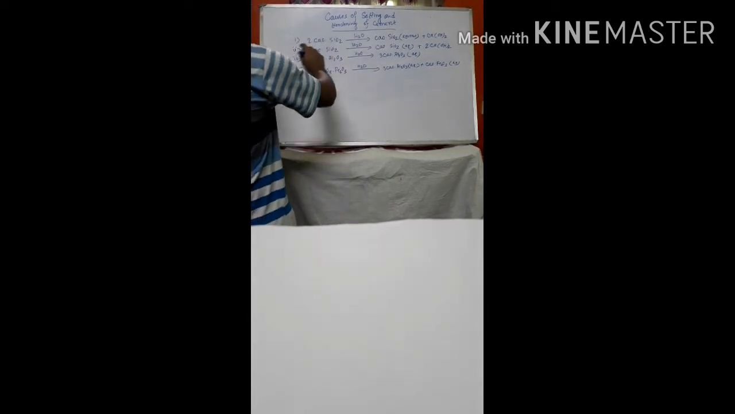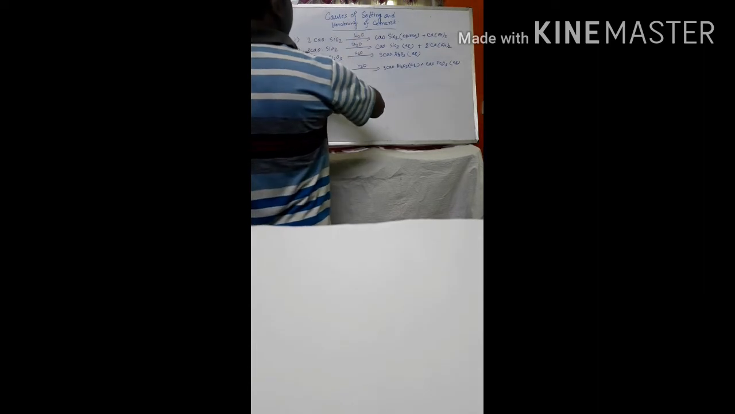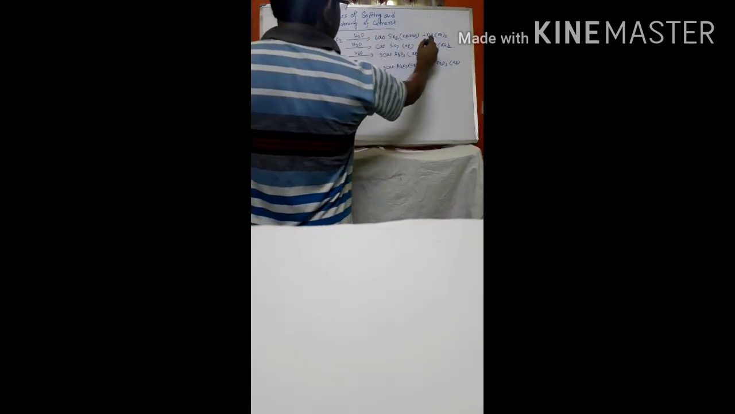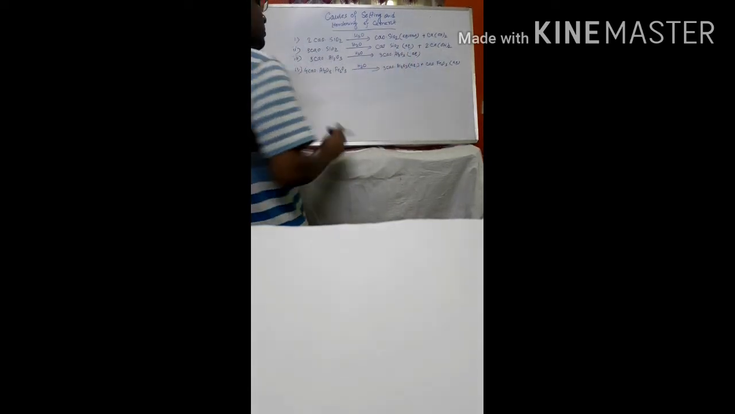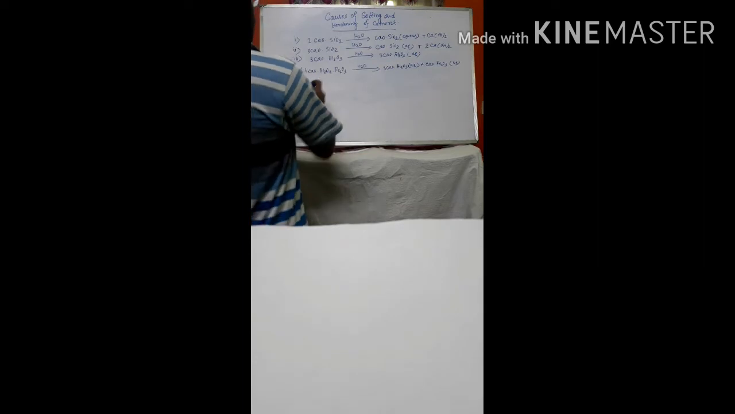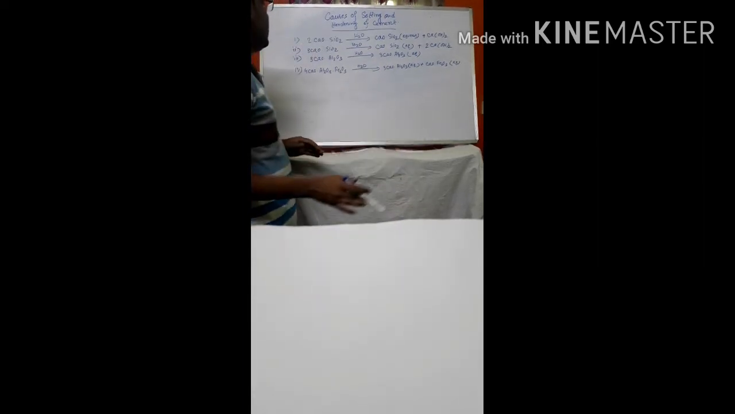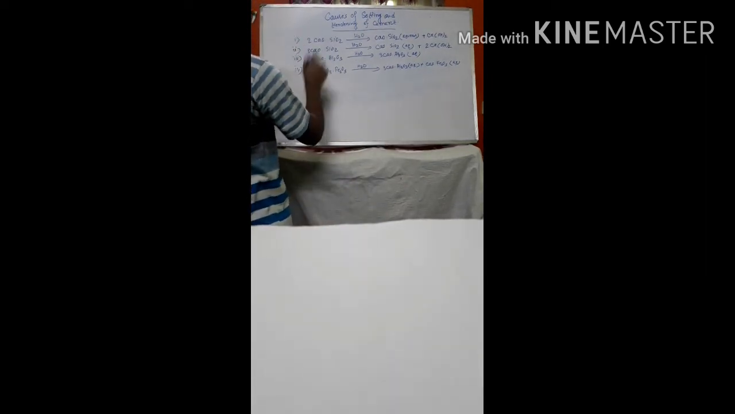Now the reaction is this: dicalcium silicate and water react to form calcium silicate, aqueous, and calcium hydroxide. Similarly, from this topic the question also comes: write down the reaction during setting and hardening of cement. Then you will write this reaction.